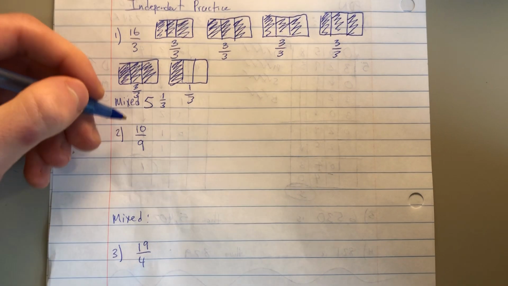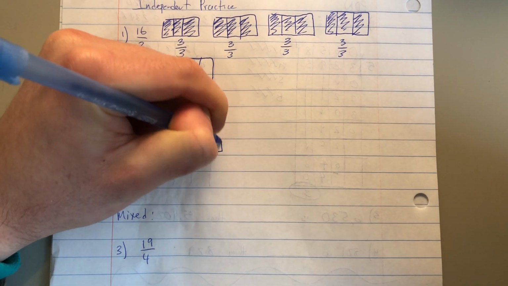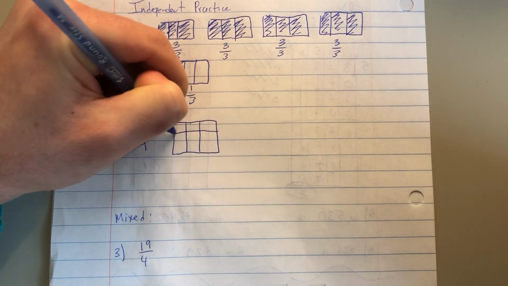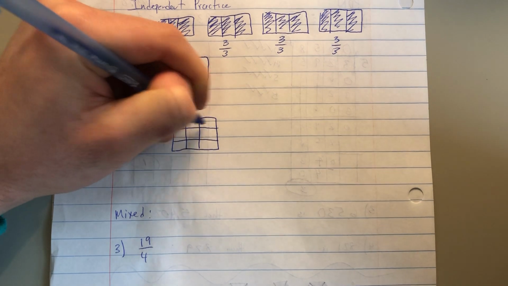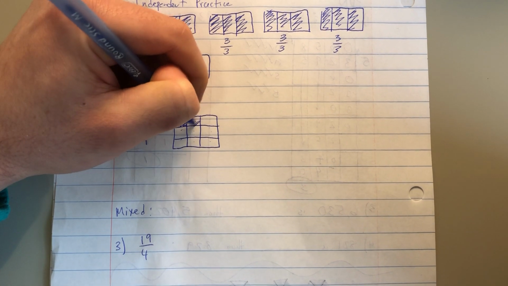Looking at number 2, I have ninths. So this is gonna get a little tricky. I'm gonna make a box here with 3, like 1, 2, 3, and then I'm gonna do 1, 2, 3. And I have 1, 2, 3, 4, 5, 6, 7, 8, 9. So I'm gonna start shading until I get to 10.